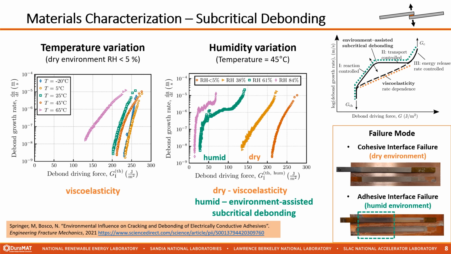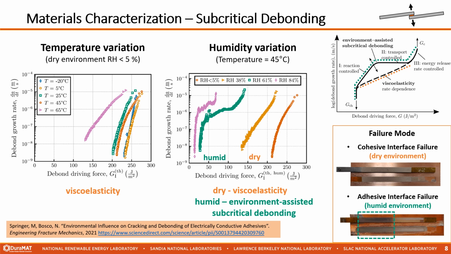The left-hand plot shows crack growth curves or subcritical crack growth under different temperatures in a dry environment. We can see that with higher temperatures, the debond driving forces required to cause crack propagation are decreasing, meaning that it is easier to propagate a crack at higher temperatures. The shape of the curves characterizes a slow viscoelastic creep crack growth mechanism, which can be seen by comparing the measured curves with the stylized image on the right-hand side.